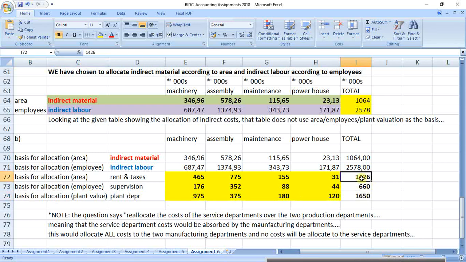So all I've done is I've just taken that cost. So in order to get the 465, how do I get the 465? Well, what basis am I using? Area. How much am I allocating? 1426. How much area does the machine take up? 3000. So on the calculator, type in 1426, which is the total. That's the total. I'm allocating that to machinery, assembly, maintenance, powerhouse.